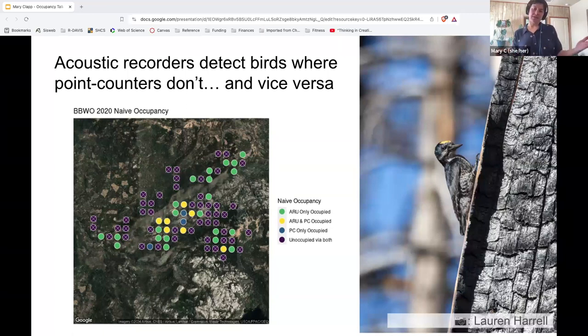So the fact that we can increase detection probability by using the ARUs really helps us study these more difficult to detect species.